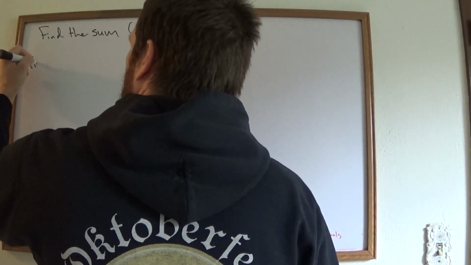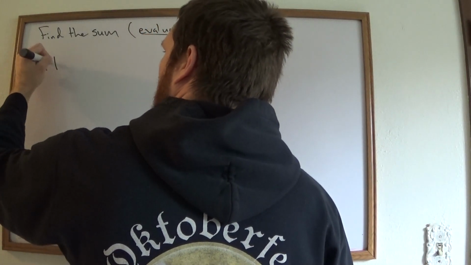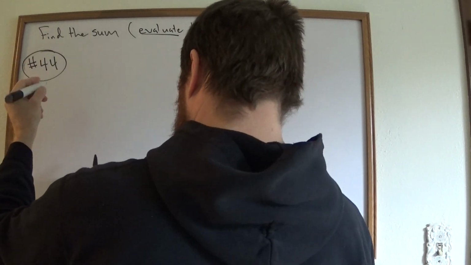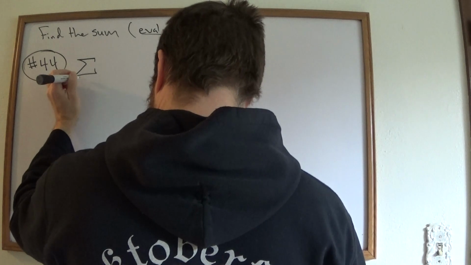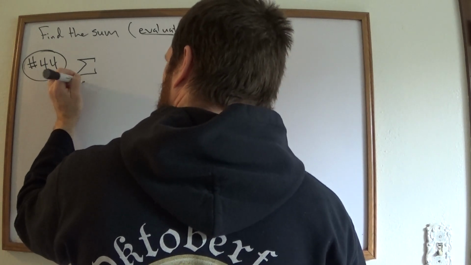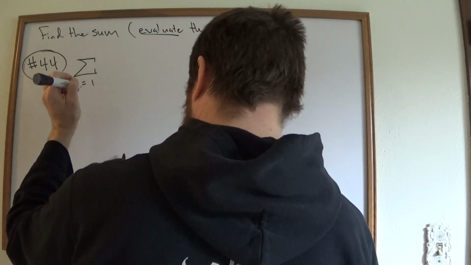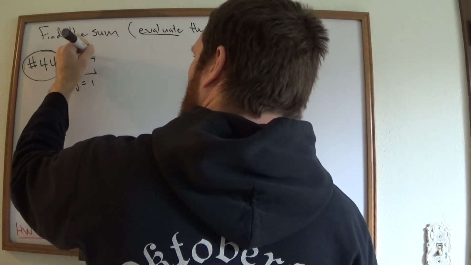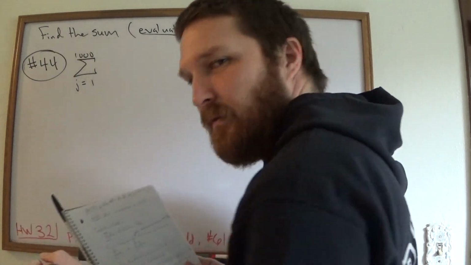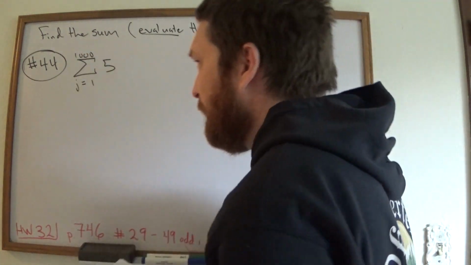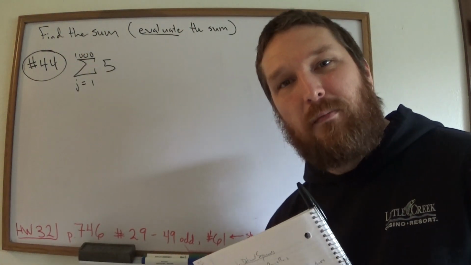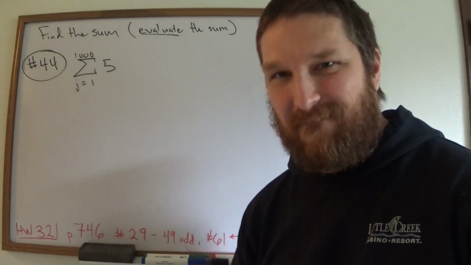Okay, one more. Same prompt, find the sum. We're going number 44. It says to find the sum. And I changed it here to j, as j goes from 1 to 1,000, of 5. Pause the video and see if you can figure this out.